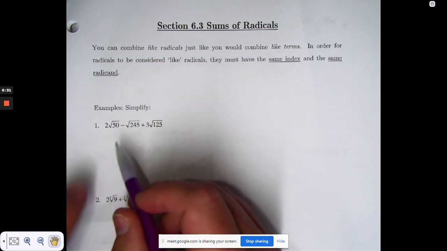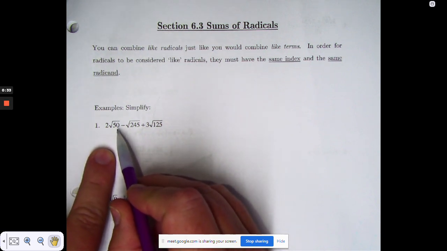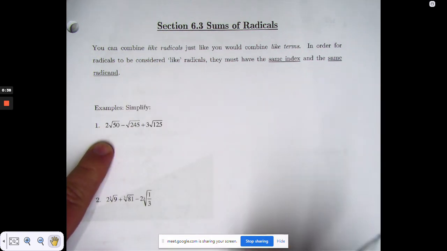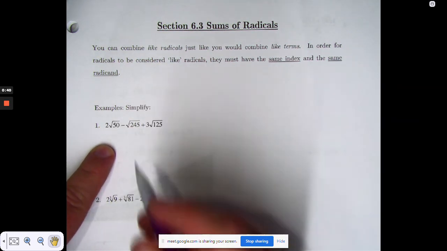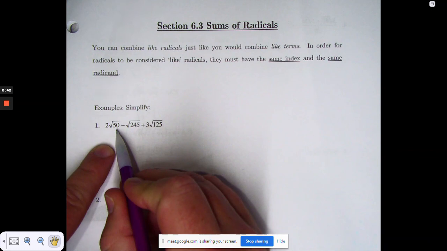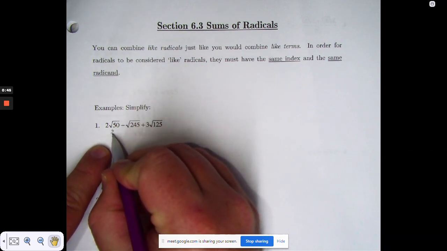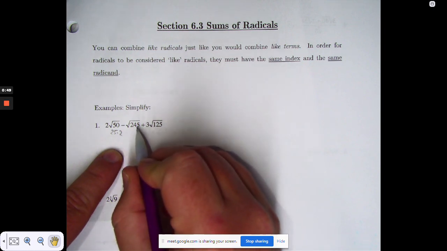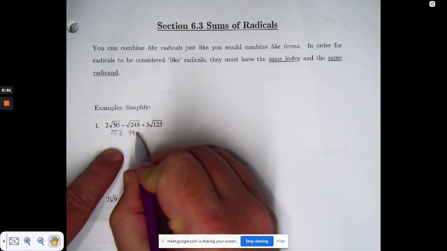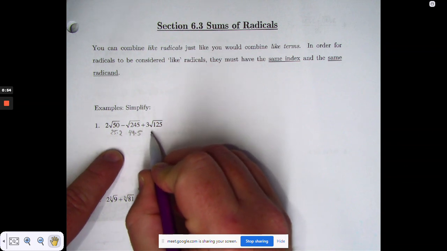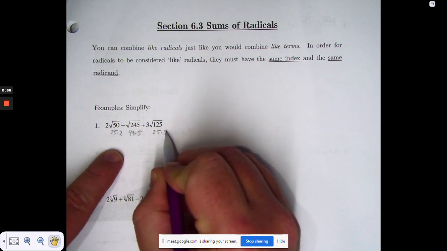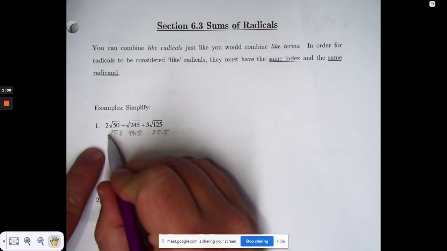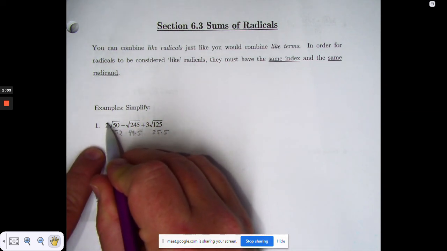So as we look at example 1, we have 2 times the square root of 50 minus the square root of 245 plus 3 times the square root of 125. So I always want to break down what's on the inside of my radicals first. So 50 breaks down to 25 and 2. 245 breaks down to 49 and 5. And 125 breaks down to 25 and 5. So I'm always looking for those perfect squares. So don't forget to bring down any coefficient for any of these.